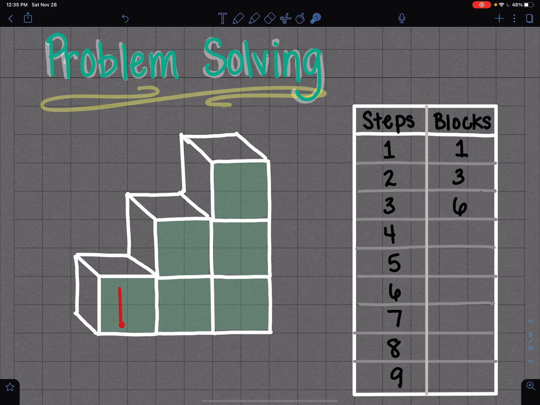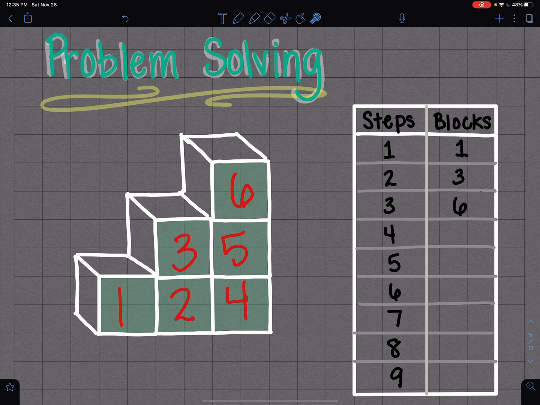And 3 blocks, 1, 2, 3, for a 2-step pattern, because if you stop there, you only have 2 steps. And then if you want to do 3 steps, you've got 4, 5, 6 blocks for a 3-step pattern. And then she wrote the information in a table. You see the table on your homework, and I made a copy of it here.